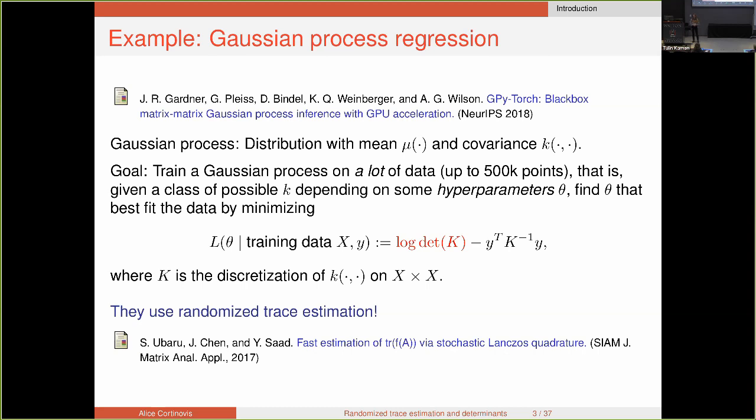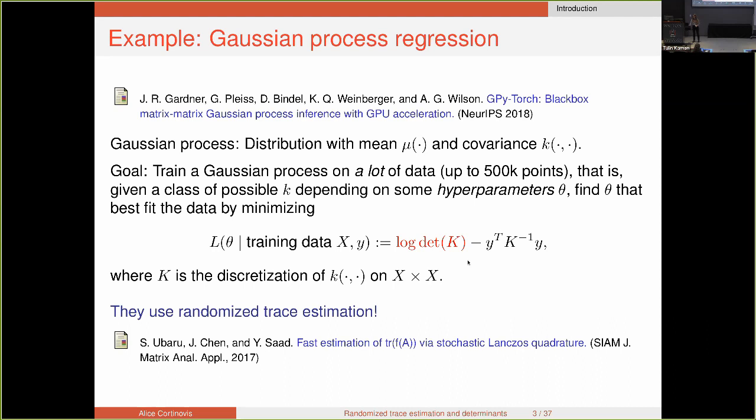So very briefly, a Gaussian process is a distribution on the space of functions with a certain mean function mu and the covariance function k. And the goal here was to train a Gaussian process on a lot of data, say 500,000 data points, which means that you're given a class of possible covariance functions k, which depend on some hyperparameters theta, and you want to find the values of theta that best fit the data.